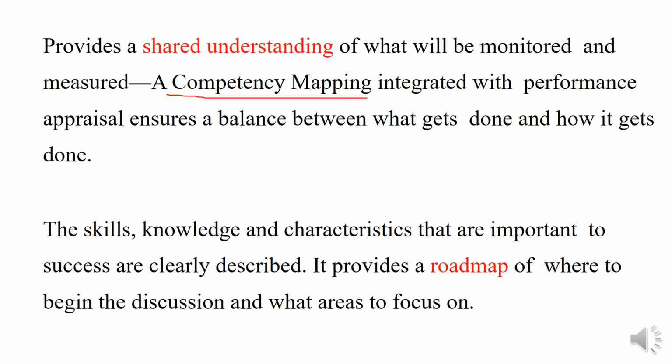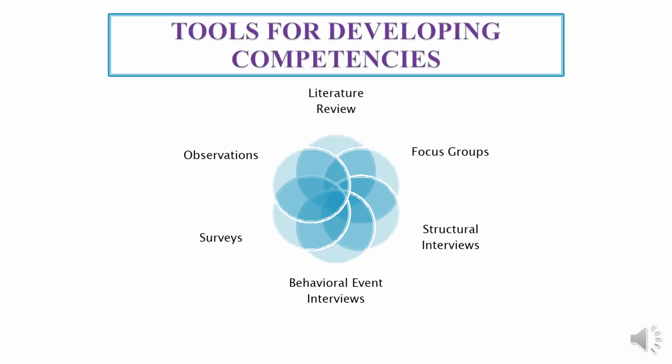The knowledge, skills, and other characteristics, KSO, that are important to success are clearly described. It provides you a direction. It provides you a roadmap of where to begin and what areas to focus on. Tools for achieving, last but not the least, tools for developing competencies are literature review. Please read, big thing. There are Fortune 500 companies working upon it. They are improvising on a day to day basis.